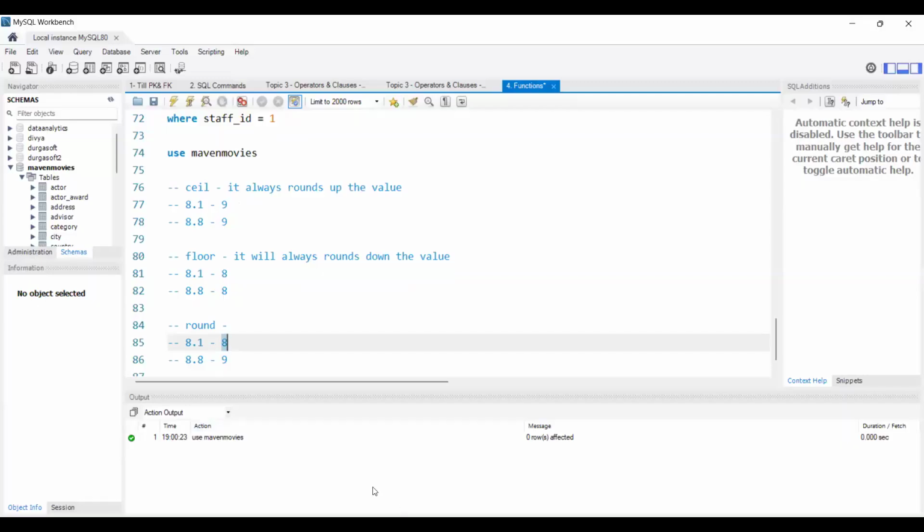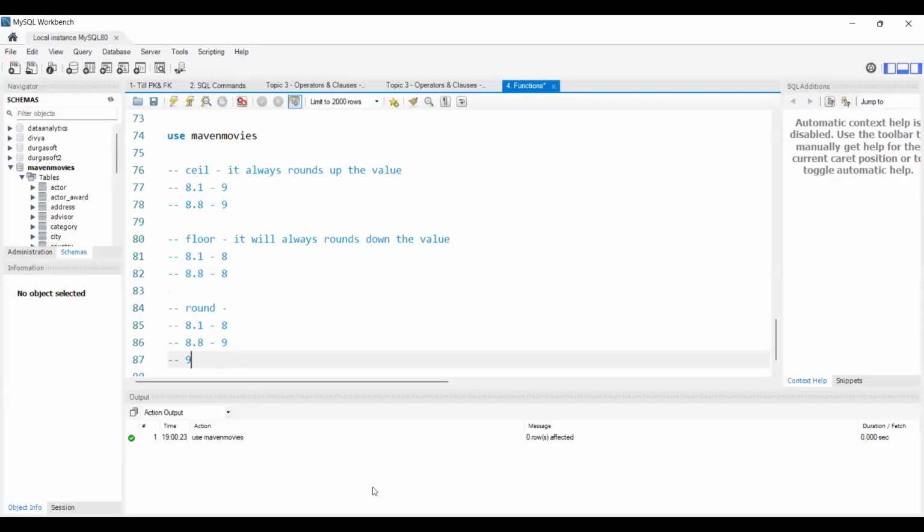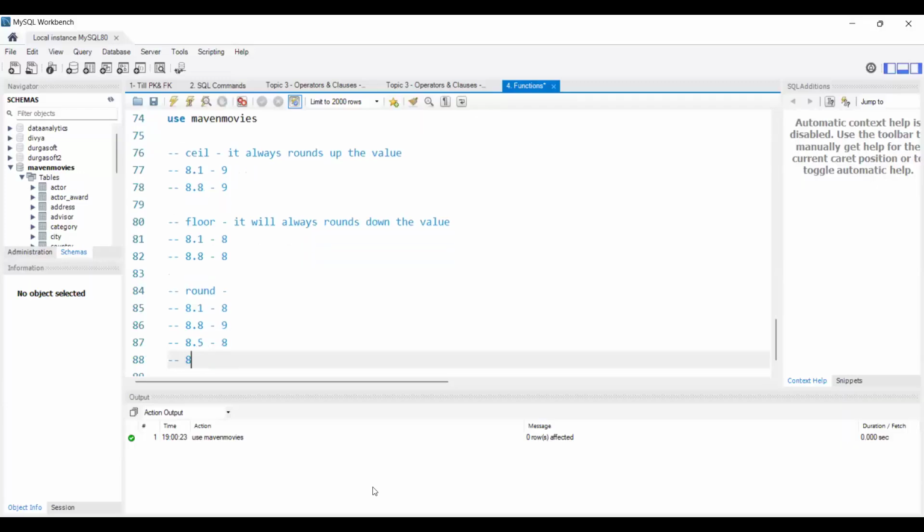Am I clear, madam? What about 8.5? 8.5, we can round to 8 only. From 6, we will round to the next value. Okay. 8.5 means 8 only. 8.6 means we will round it to 9 whenever we are using round. But when it comes to floor, whatever the number is, we will give 8 only, or else I can say the down value. When it comes to ceil, we will give the next number, right?